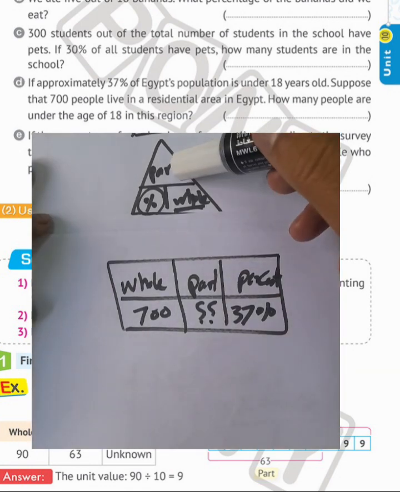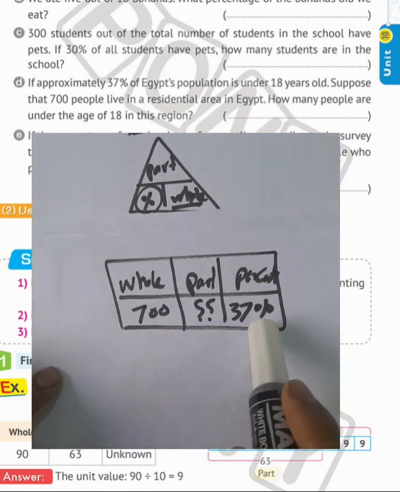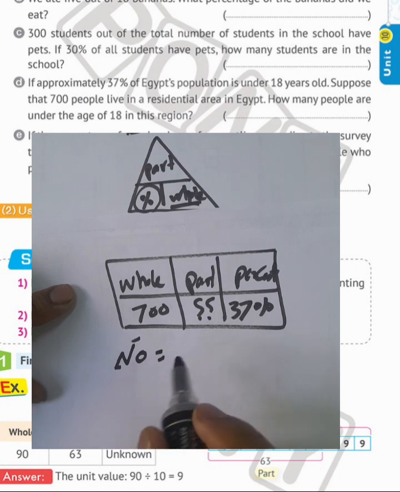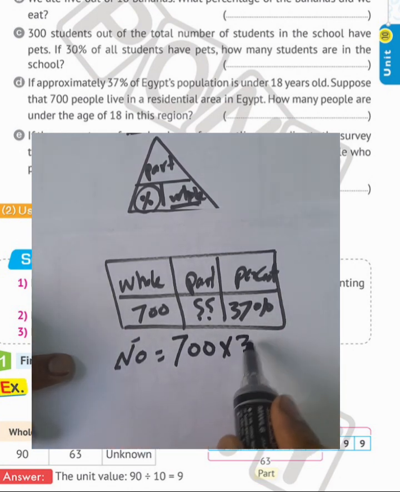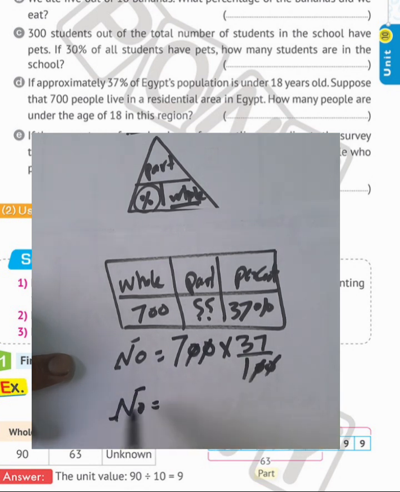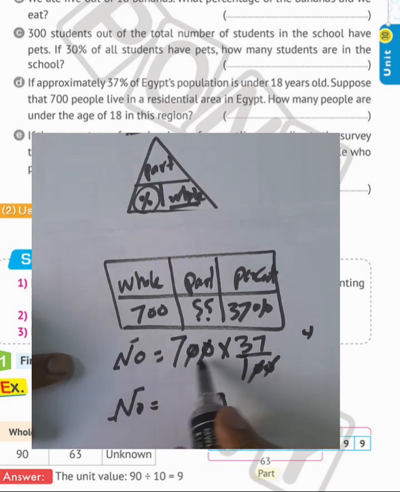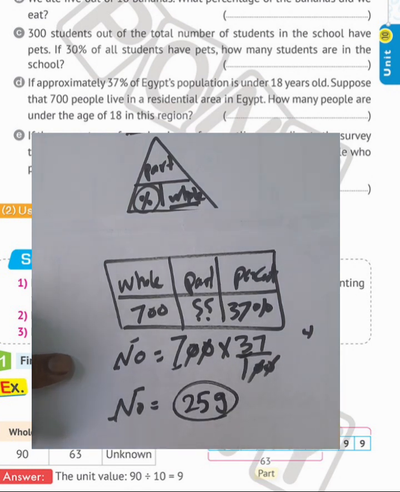We want to find the part, so you must find the product of percent and whole, the product of two numbers. To find the number, it will be the product of the total number and the ratio, 37 over 100. Cancel double 0 by double 0, then the number of students will be 7 times 7 equals 49, write 9 and carry a 4. 30 times 7 equals 21, 21 plus 4 is 25. And the result will be 259. This is the total number.